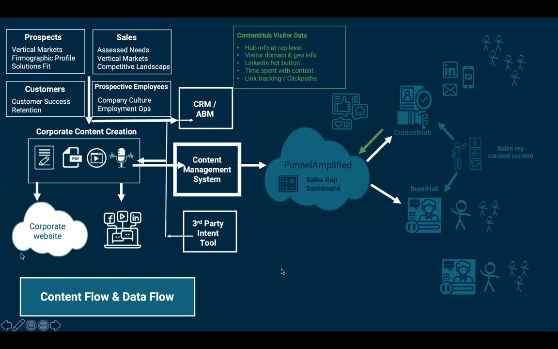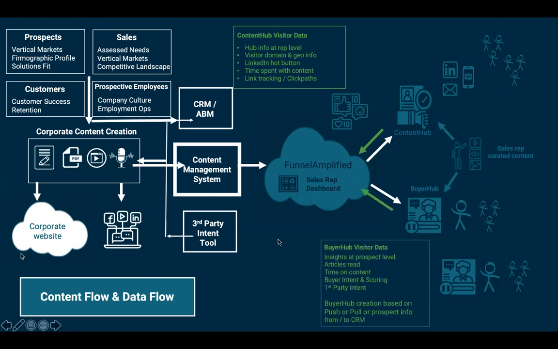Now, what value does this offer to the marketing department and the corporate team? We gather all the analytics of all the visitors that go to the content hub, just like we do with corporate websites, but we're taking all this data and we're getting the visitor's domain, we're getting how much time they spent on content, which content they visited. We've got link tracking. We take all that data and we put it into first the dashboard so the sales rep can see that. And then we also take all the data, the same data from the buyer hub, and we put that into the dashboard and into FunnelAmplified.